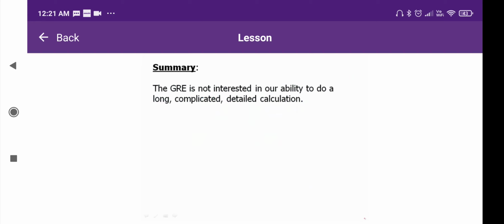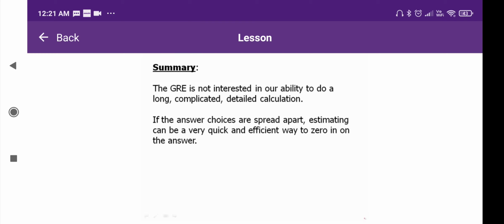The GRE is not interested in our ability to do a long, complicated, detailed calculation. In fact, if you find yourself doing a long, complicated, detailed calculation, chances are very good you fell into one of their traps and you're doing it the long, hard way. If the answer choices are spread far apart, estimating can be a very quick and efficient way to zero in on the answer.